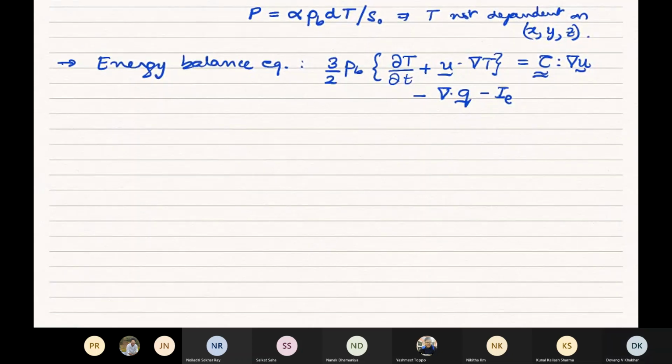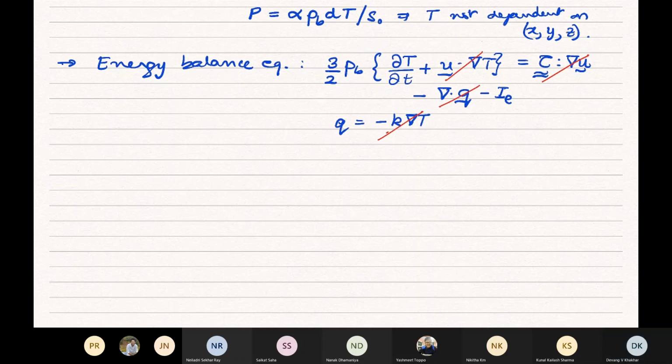So straight off we get that since u is equal to 0, this term is 0. We have already seen u is 0, so this term is 0. Now we know that q is just equal to minus k gradient of T. But since T is not dependent on spatial coordinates, gradient of T is 0, so this term is 0. So then this term is also equal to 0. So we are finally left with a very simple equation.